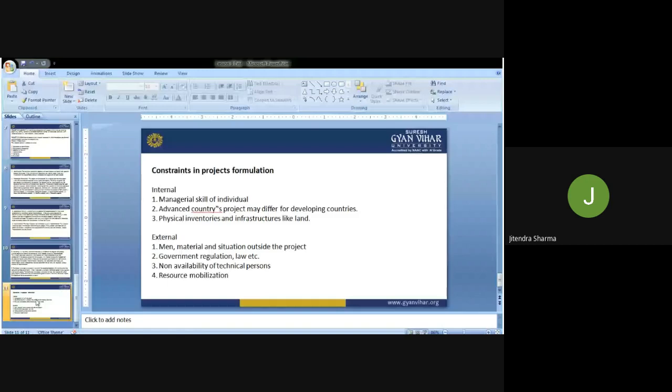The barriers and obstacles come from two sides, the internal side or the external side, and they have to be addressed as per the situation we are having. For the internal side, the managerial skill of the individual is very important.